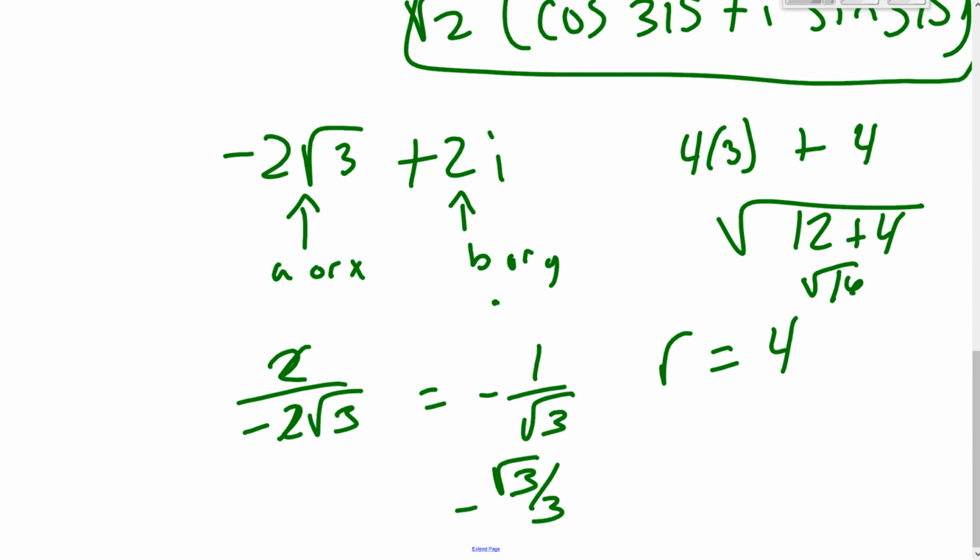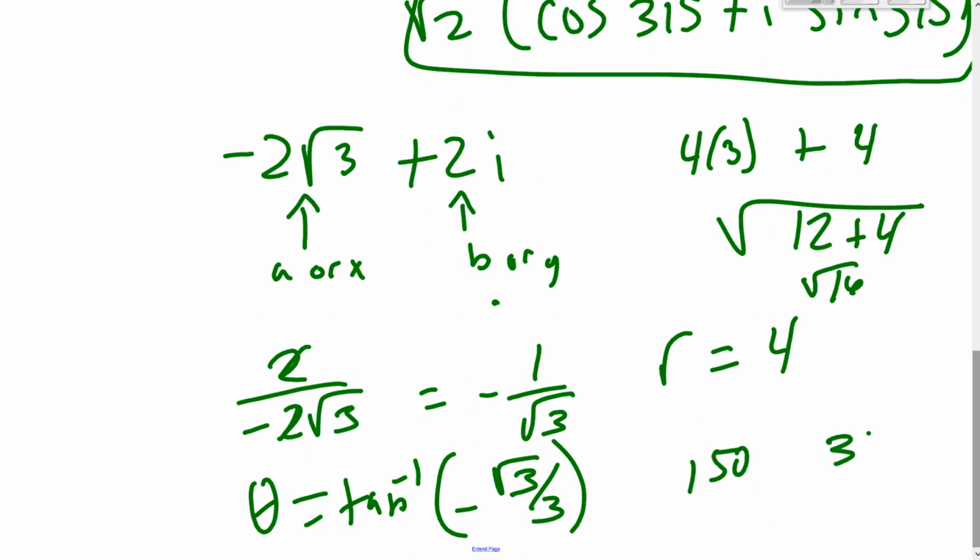And so we get negative root 3 over 3, and I want to take tan inverse of that. So again, where's tangent? Negative root 3 over 3. And it's in either the third, or the second, or the fourth quadrant, because it's negative there. And then that'd be pi over 6 as our reference angle. And because it's negative, it's either 150 or 315.